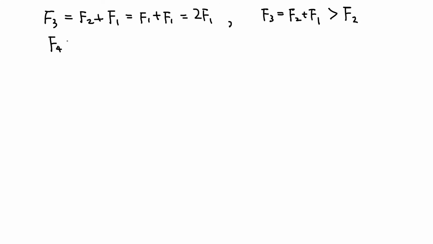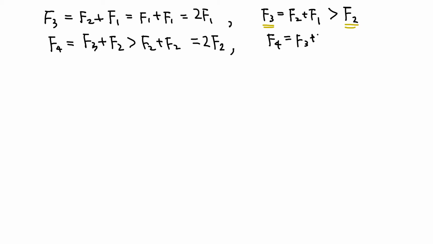Okay, next, take a look at F4, which is F3 plus F2. But here, F3 is clearly larger than F2, so we have F2 plus F2 with an inequality sign. So F4 is greater than 2 times F2. And if we do a similar process here, F4 equals F3 plus F2, so it is clearly greater than F3.